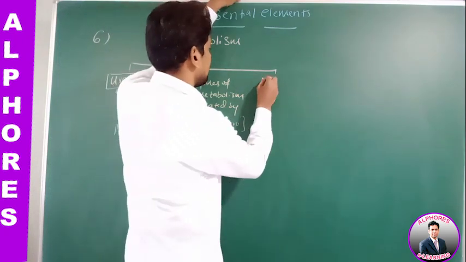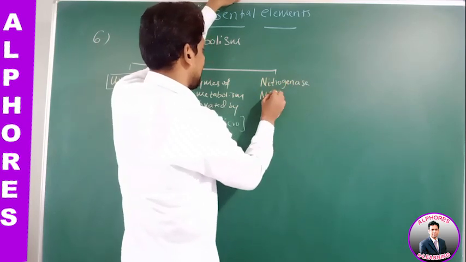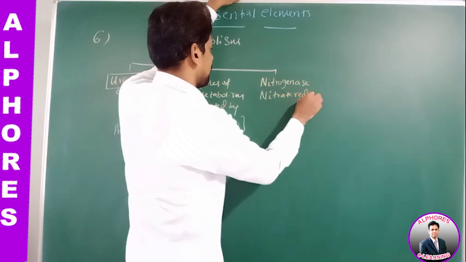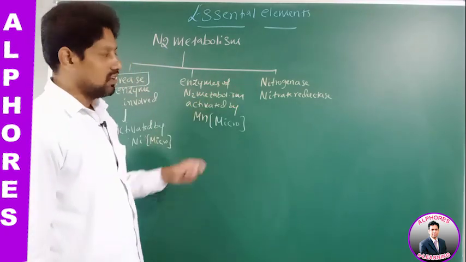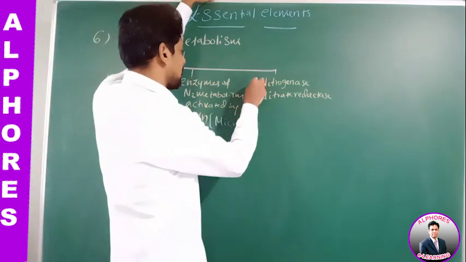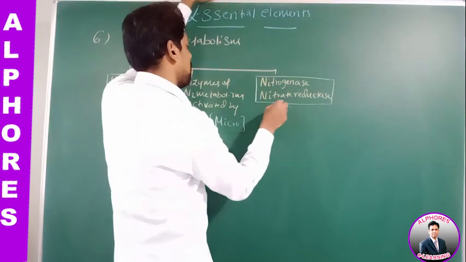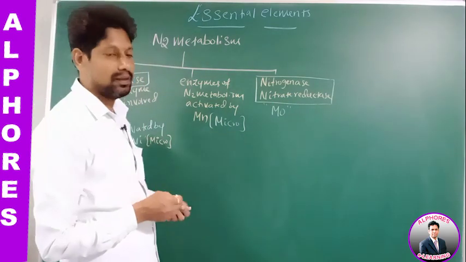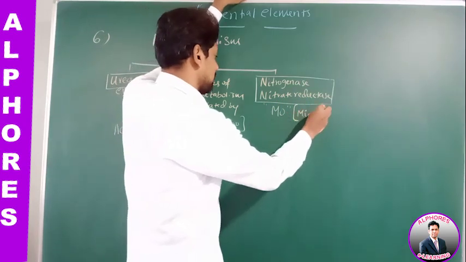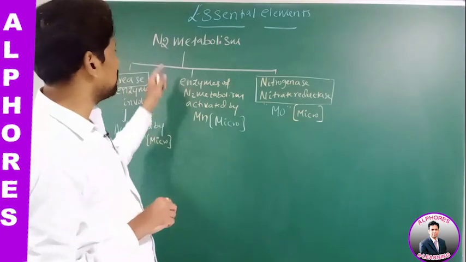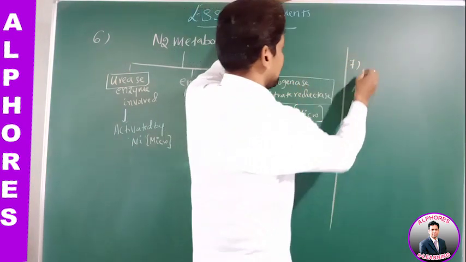Nitrogenase is involved in nitrogen metabolism, and the second one is nitrate reductase. These two enzymes are involved in nitrogen metabolism. In these two enzymes, molybdenum is present. This molybdenum is a micro element. With this we completed some important statements about nitrogen metabolism. Now go for the next one, number 7.